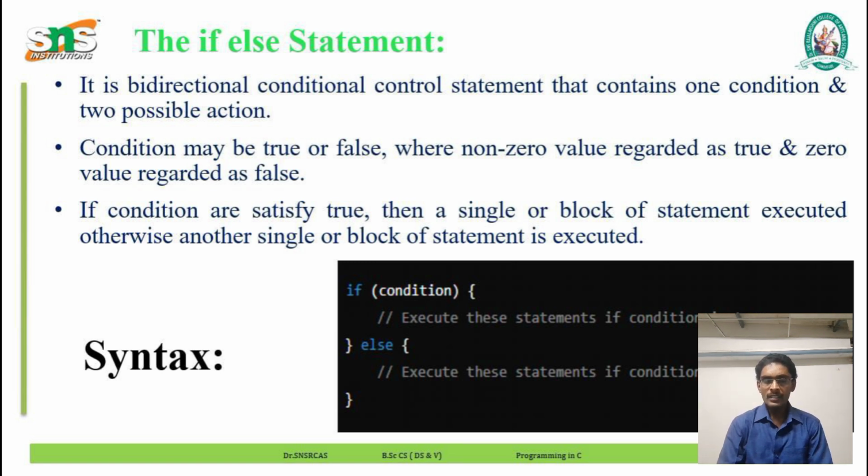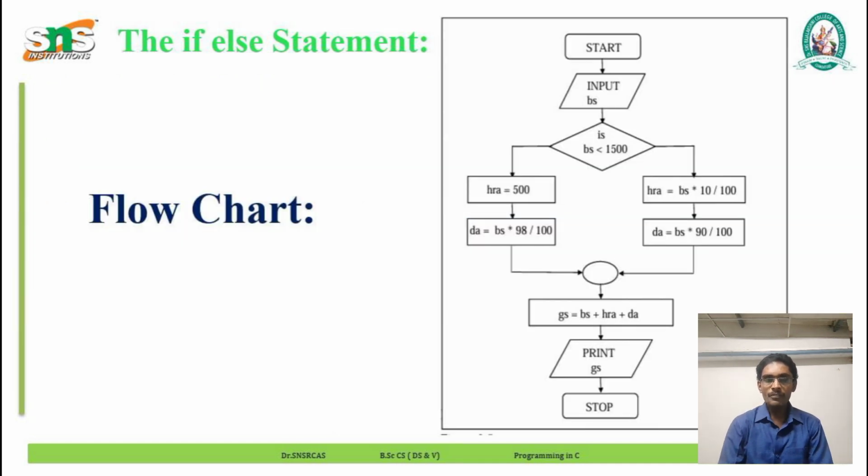If the condition is true, the first segment will be executed. If the condition fails, then the else segment will be executed. Here is the flowchart for the if else segment. You can check it begins from the start and the input, and there is a condition bs less than 1100. If the condition is true, then the right side commands will be executed. If it is false, the left side commands will be executed.